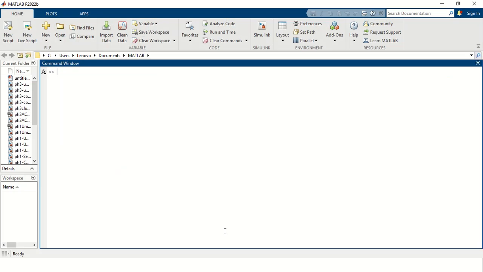Right, this is the MATLAB window. First of all, I am checking whether i is equal to j or not in the MATLAB software, and how it will treat i and j in complex numbers.